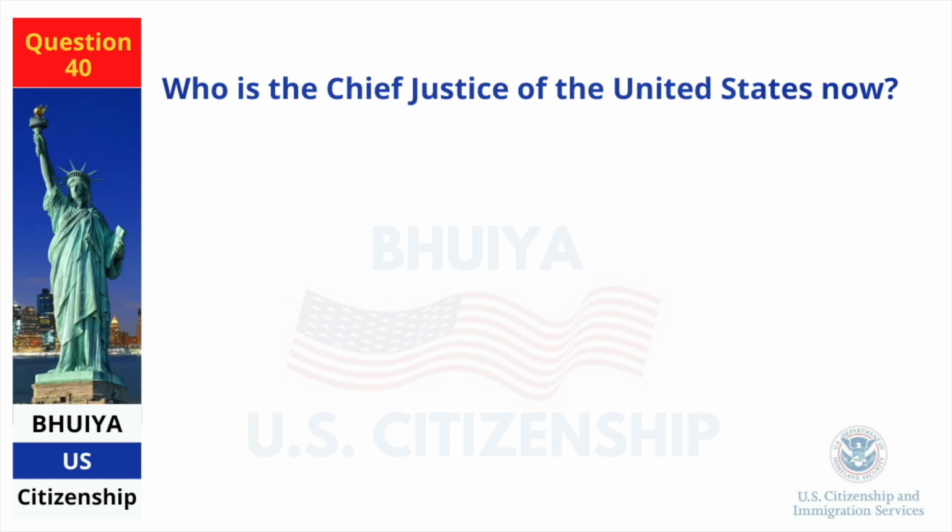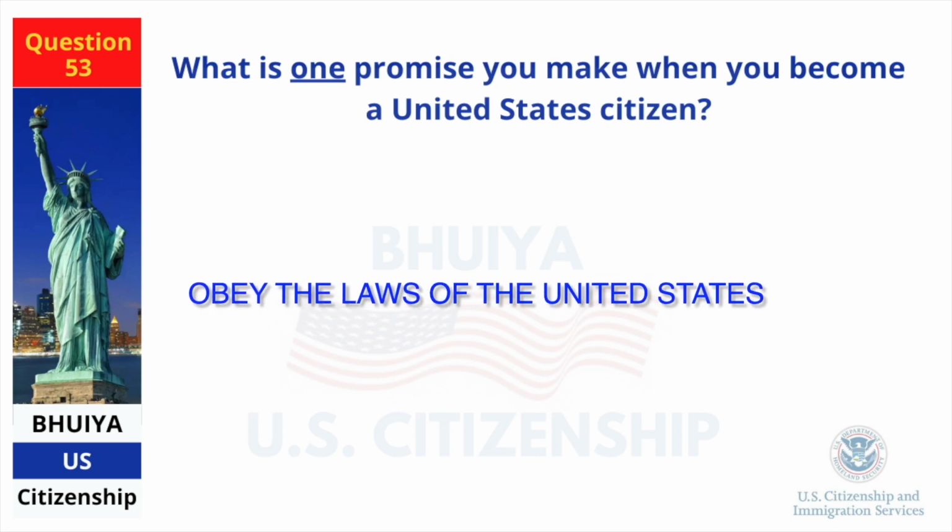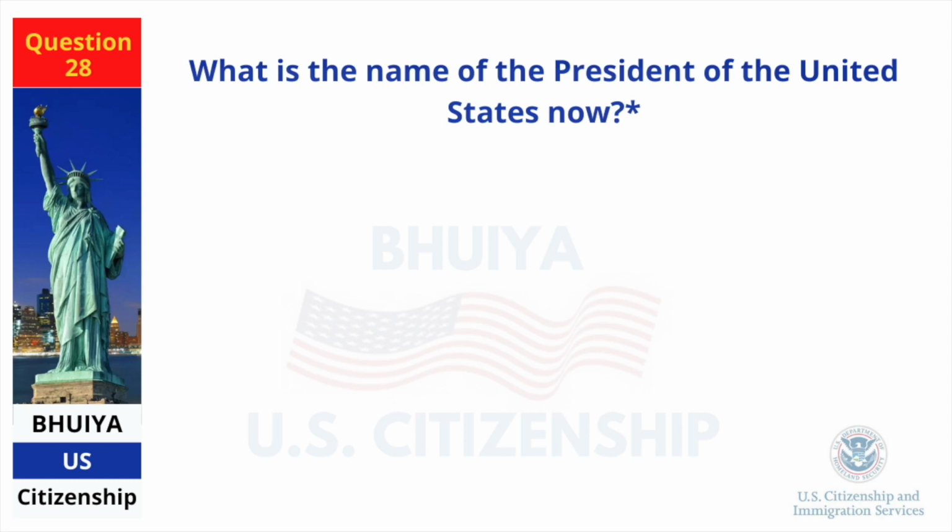Who is the Chief Justice of the United States now? John Roberts. What is one promise you make when you become a United States citizen? Obey the laws of the United States. What is the name of the President of the United States now? Joe Biden.